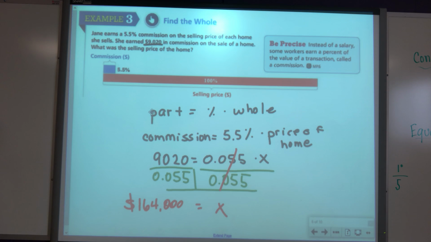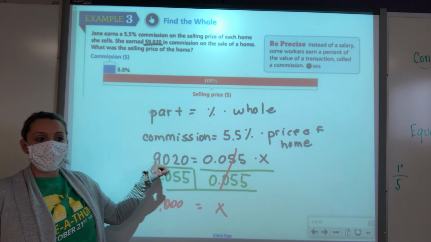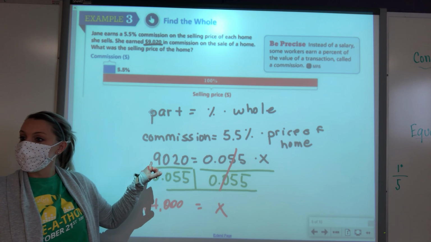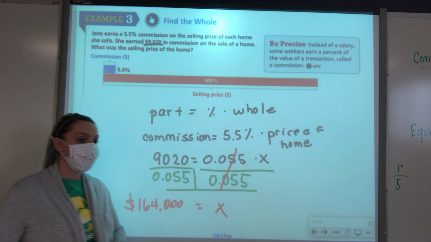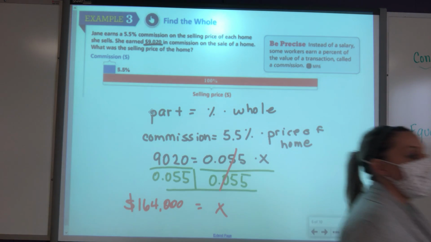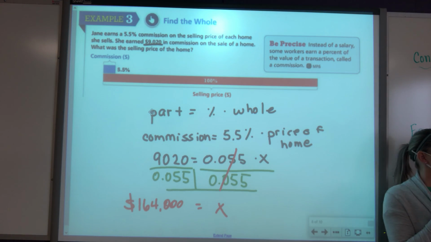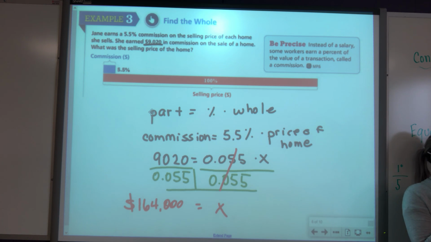So she sells a house for $164,000. She earns $9,000 of that. So what commission was she just earning for that house? Just for that house. So what continues to go with her paycheck? That's just a one-time deposit into her bank account, $9,020.